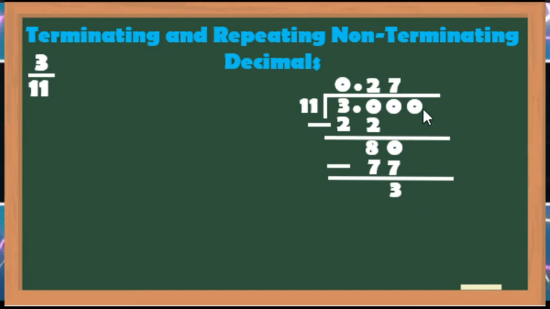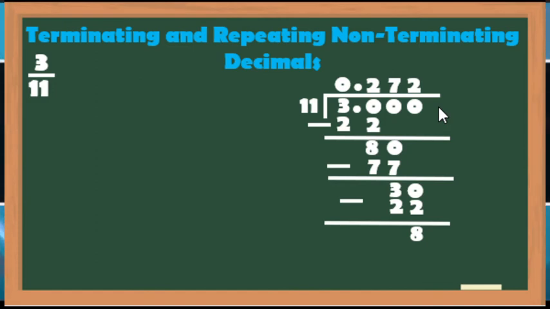Add 0 in our dividend and bring down the 0. Divide. 30 divided by 11 is 2. Multiply. 2 times 11 is 22. Subtract. 30 minus 22 is 8. Add 0 in our dividend. Bring down the 0. Divide. 80 divided by 11 is 7. Multiply. 7 times 11 is 77. Subtract. 80 minus 77 is 3.